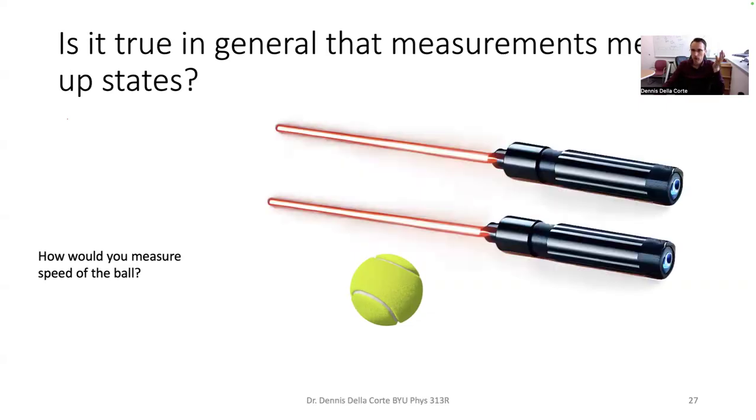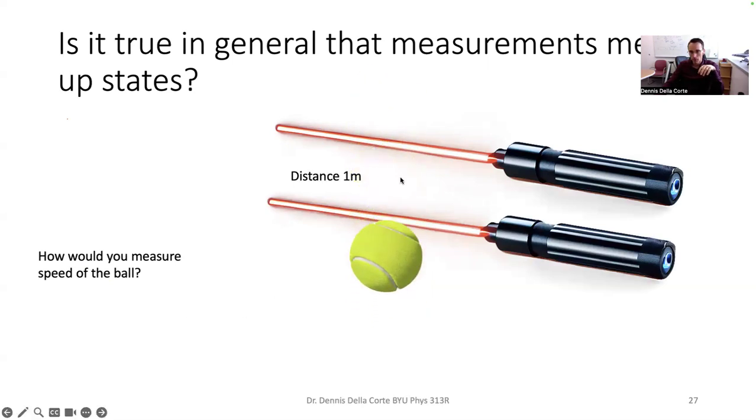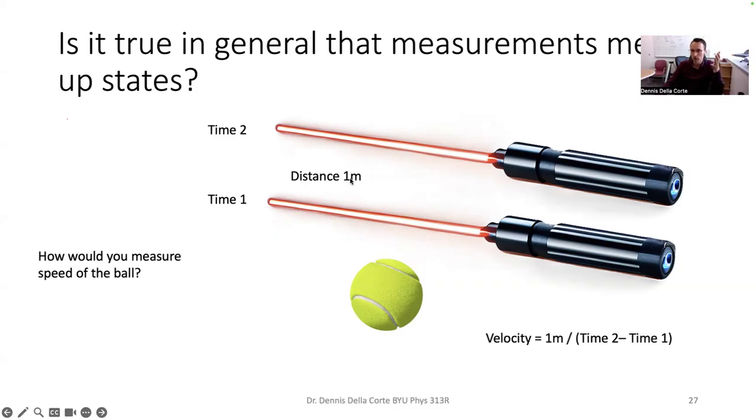Maybe you use some laser gates and you measure how much time elapses between the ball passing these two light beams, and you know how far they're away from each other. Now you have a time at which the ball crosses the first light beam, a time at which it crosses the second. You have the distance, so you can calculate the velocity. It's the distance divided by the change in time. Okay.